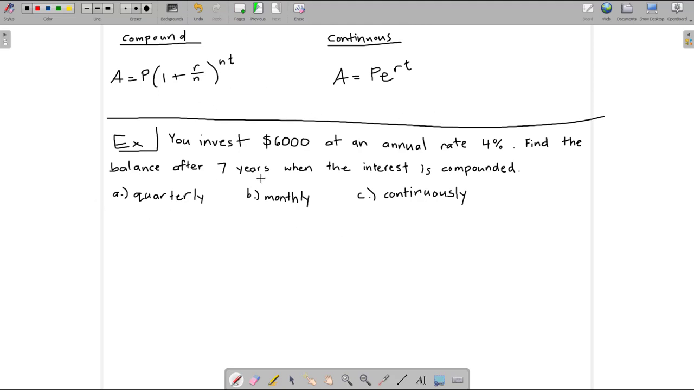So you invest $6,000 at an annual rate of 4%. We want to find the balance after 7 years when the interest is compounded either quarterly, monthly, or continuously. So let's first take a look at quarterly compounding. Here, we first need to know what equation to use. We're not doing continuous, right? It'll tell you if you need to use continuous in the problem. So we're using quarterly here, so we're going to use A equals P times 1 plus R over N to the NT. So let's just copy that down first.